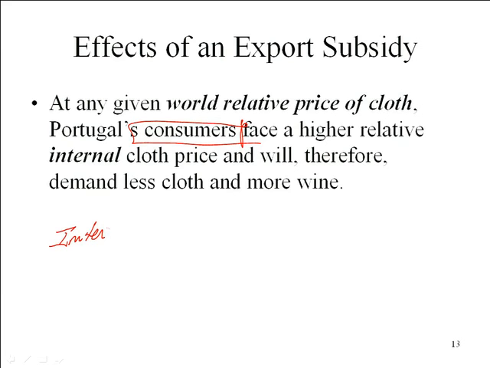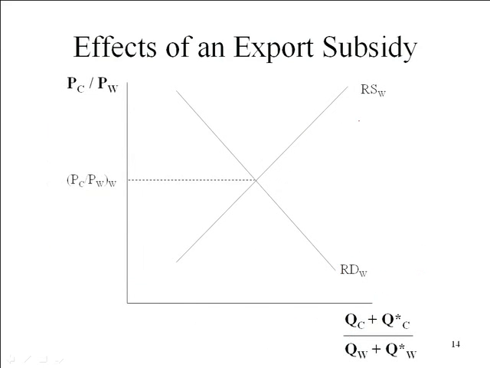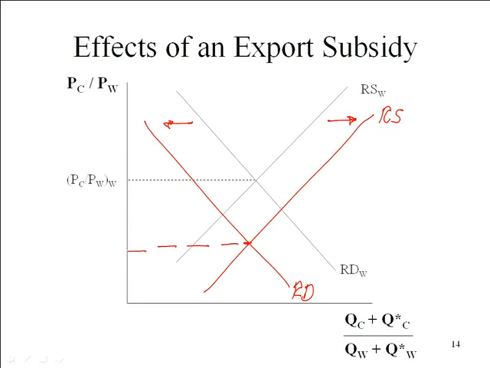of cloth has increased, which means the demand for cloth will go down and the demand for wine will go up. So the relative demand for cloth falls, and the world relative demand curve for cloth shifts to the left. So we have an increase in the relative supply and a decrease in the relative demand. So lo and behold, as you might expect, we get just the opposite result. The external relative price of cloth falls.